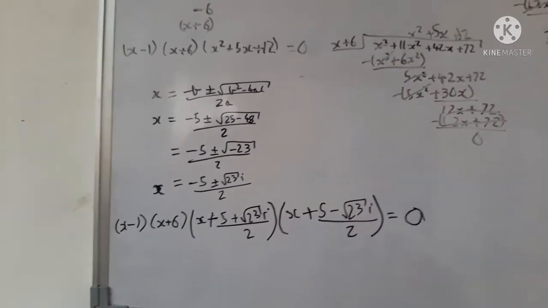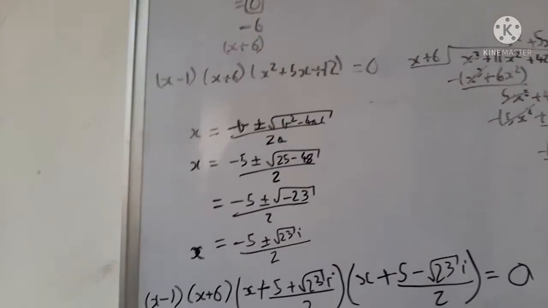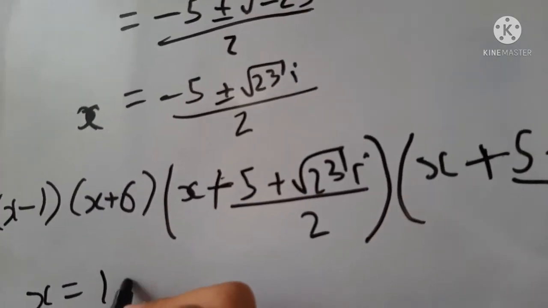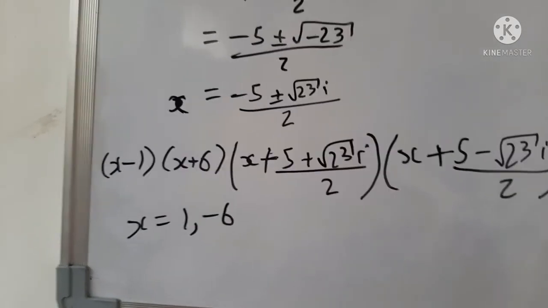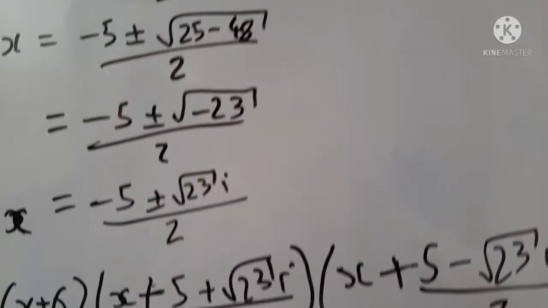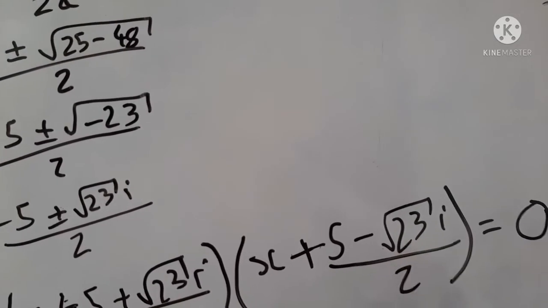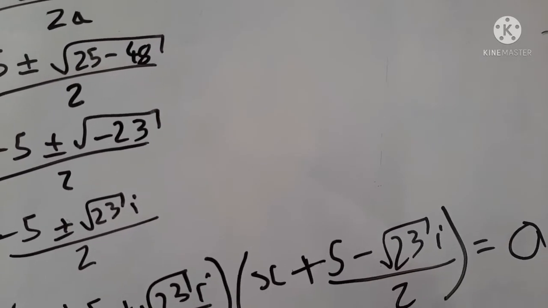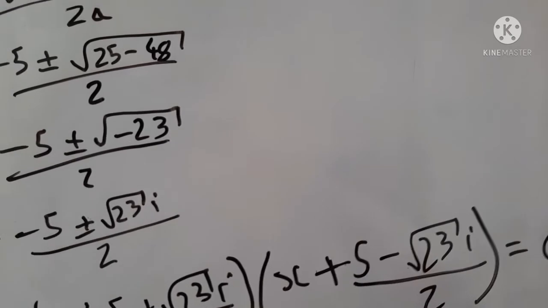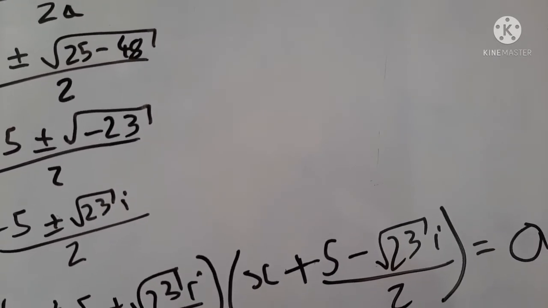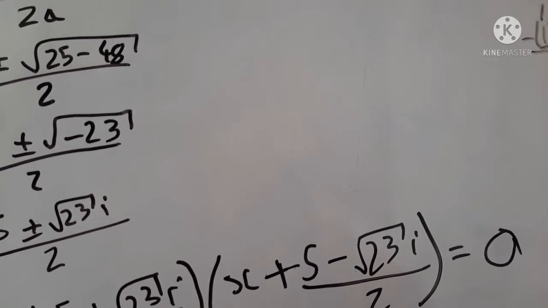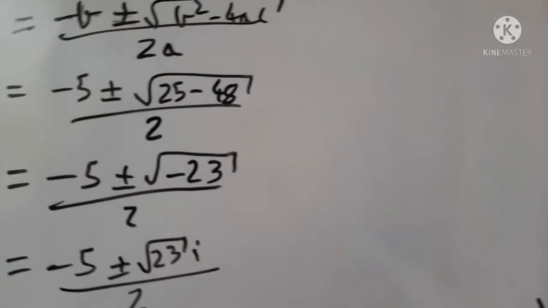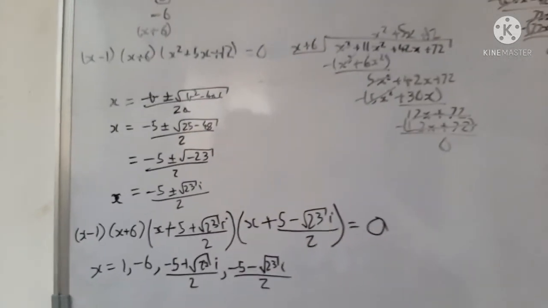Okay, so for x, we get four values, two of which are complex. If you just consider the real ones, then x is equal to 1 and minus 6, right? But then again, it can also be minus 5 plus square root of 23i upon 2, or minus 5 minus the square root of 23i upon 2. Yeah, so that's pretty much the entire thing.